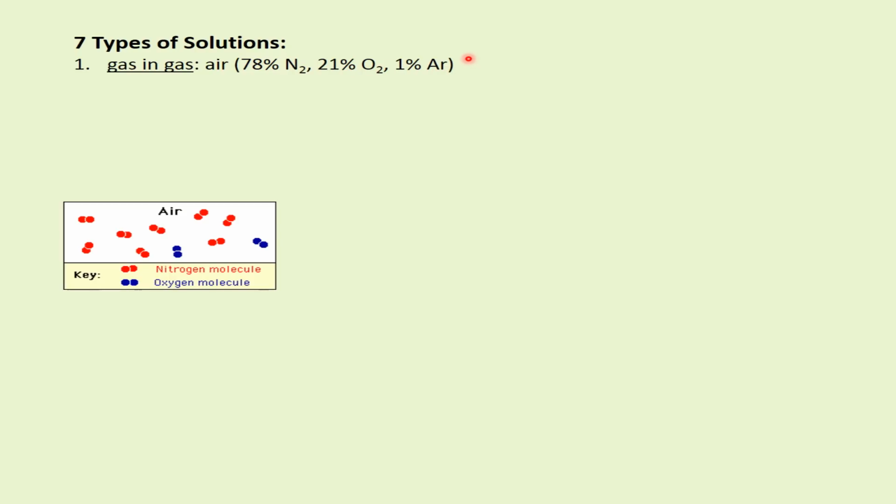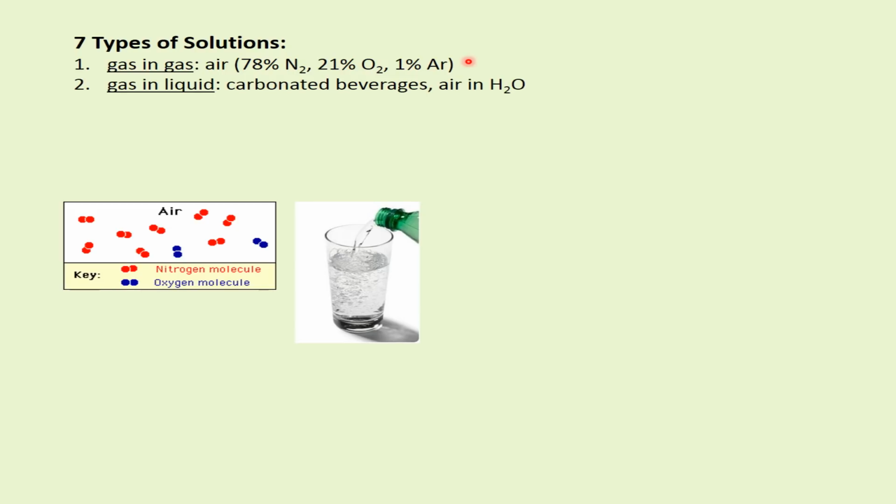And within any sample of gas, the distribution of nitrogen, oxygen, and argon is completely uniform, which is a characteristic of a homogeneous mixture. There are gas in liquid solutions, such as a carbonated beverage, in which carbon dioxide gas is dissolved in a sweetened aqueous solution. And of course, air dissolved in lake water, seawater, river water is another example of a gas in liquid solution.